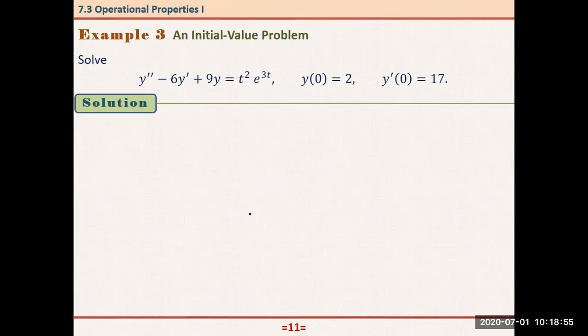Now here we are given a second order linear differential equation with constant coefficients. So here we have the coefficient of y double prime is 1. Here we have minus 6 y prime plus 9 y. And here we have t squared e to the power 3t. Also, in a different method, we can solve this, because here we have just the product of a polynomial function and an exponential function, right?